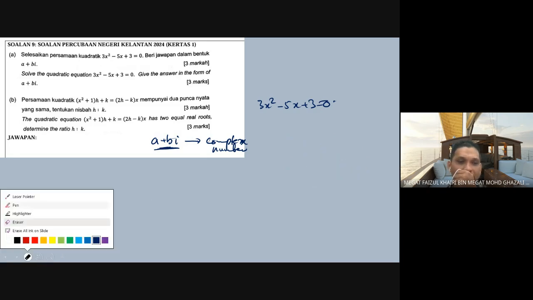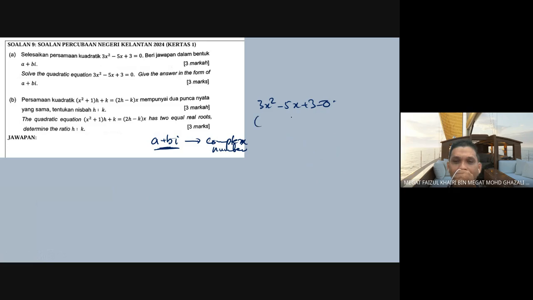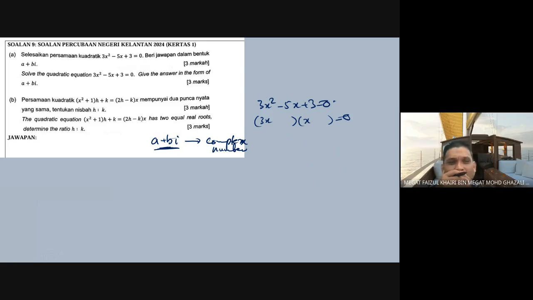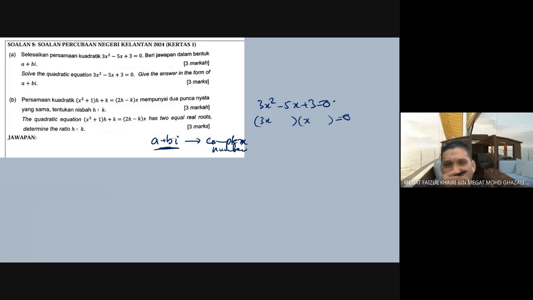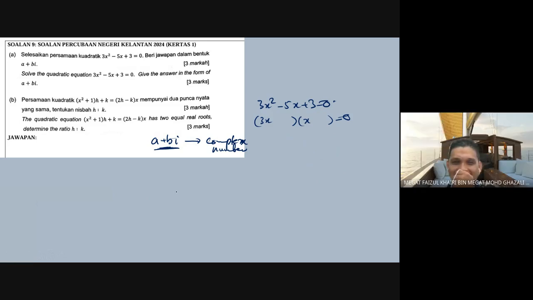So, any idea for this? Can we factorize this? Let's see, 3x and x. I use the calculator: 3, negative 5, 3. Cannot. Cannot, right? So what is your idea for this question then? Solve the quadratic. Any idea? Use the formula. Okay, so then this is not the solution.